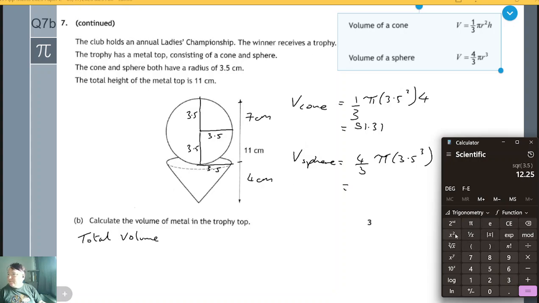3.5 squared. Did I just hit square root? No, 3.5 squared. No, it just looks weird. Right, times 4, times, I'm just doing 3.14 this time, and divide by 3. Oh, okay. So you can see the slight discrepancy between using 3.14 and using the pi button. They're not going to check to a level where it's consistent with each other. So it would round to 51.3.